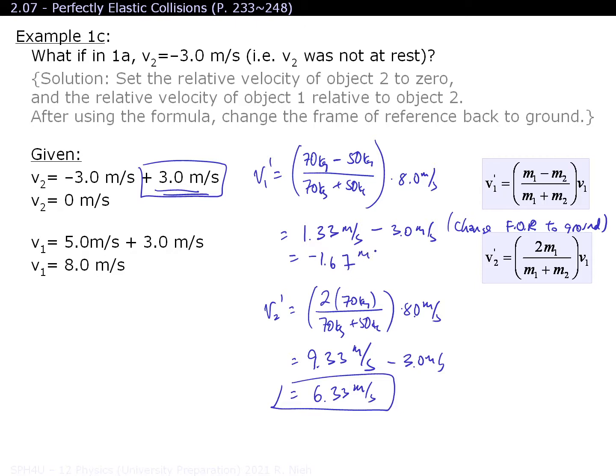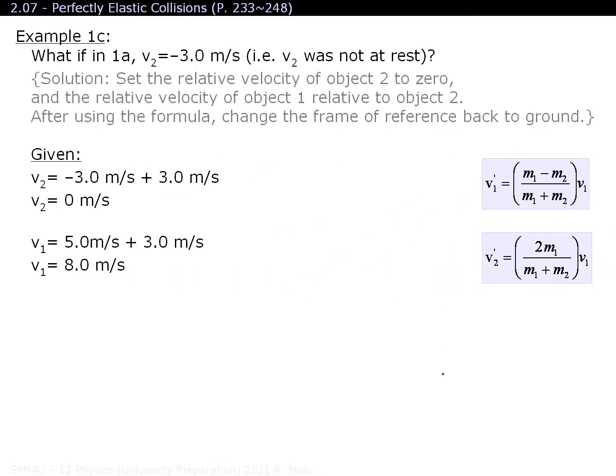And that's how you'd solve these problems. You first change the frame of reference to the second object such that it's stationary, and then don't forget to convert back to the frame of reference of the ground afterwards to get to the answer. And that's it.